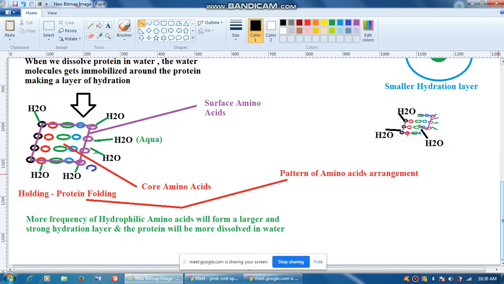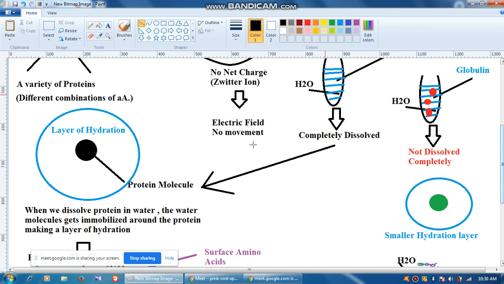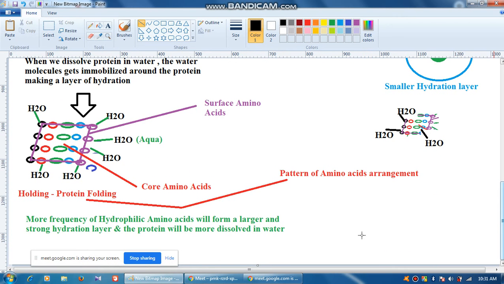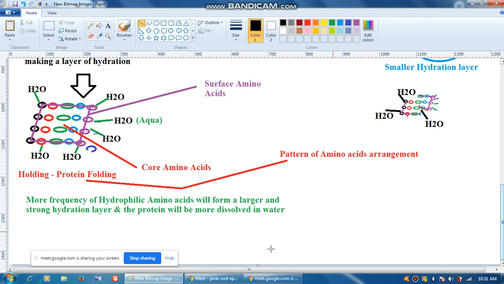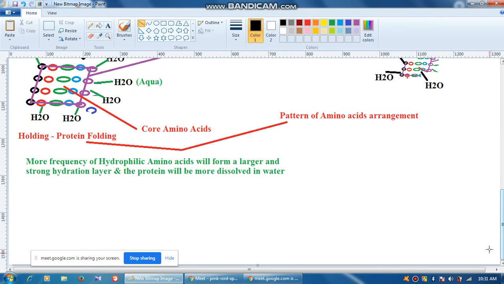Now how can we change the solubility? This is also important. For example, what will happen if I add salt or non-polar solvents? For example, I want to change the solubility. I want to see what exactly happens when we add what we call salt to it.